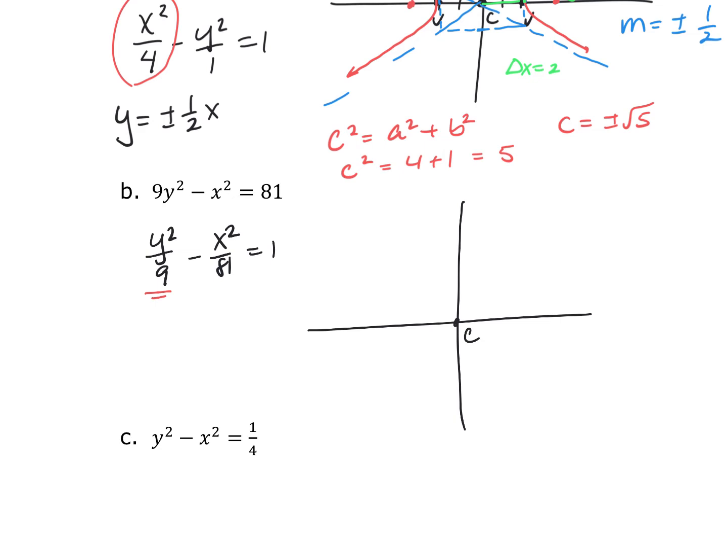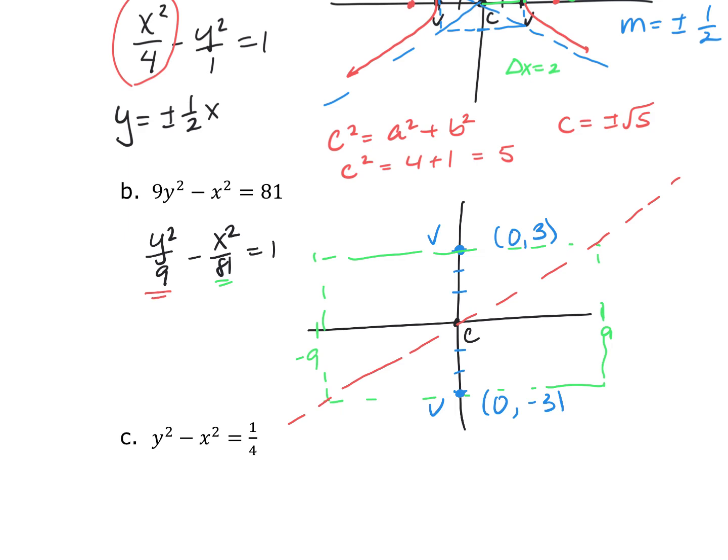So here's my center. I'm going to get ready to build my box. So I'm going to go up 3 in the y direction, and I'm going to plant my vertices, right? So my vertices are 0, 3 and 0, negative 3. So I planted my vertices. In the x direction, I'm going to go 9. So here is 9, not drawn to scale. Here is negative 9. And I draw my box. Again, if this was an ellipse, it would be contained within this box, but it is not. I'm going to draw my asymptotes through the corners and the center.